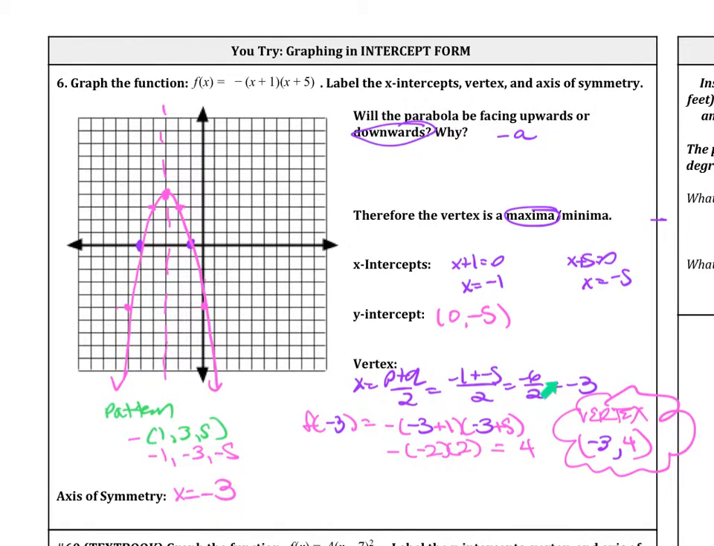Once you find that, by either calculating it or by counting, you can plug it in into the original equation to find your y value. So notice I plugged it in, negative 3. So negative times negative 3 plus 1 times negative 3 plus 5, you get negative negative 2 times 2, which is a positive 4. Then from here, I apply my pattern. I have to apply a negative to the front. So it's right 1, down 1, right 1, down 3, right 1, down 5. And notice that's where I found my y-intercept. Remember, the y-intercept is when x equals 0, right? So at this point here, x is 0, y is negative 5.